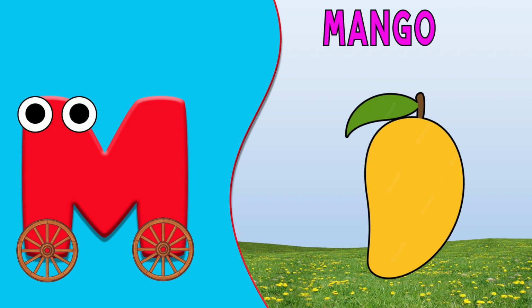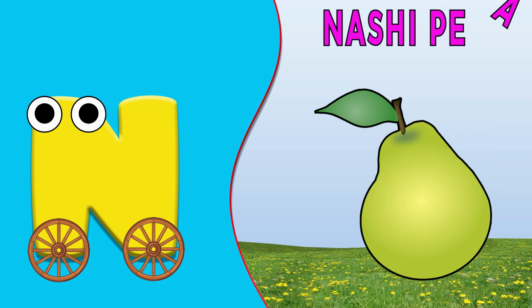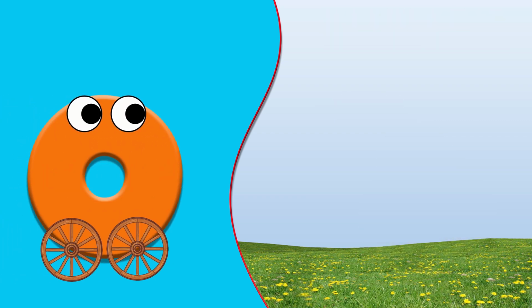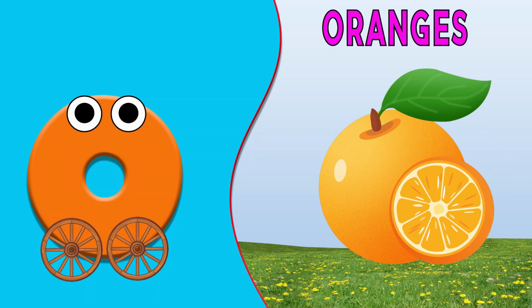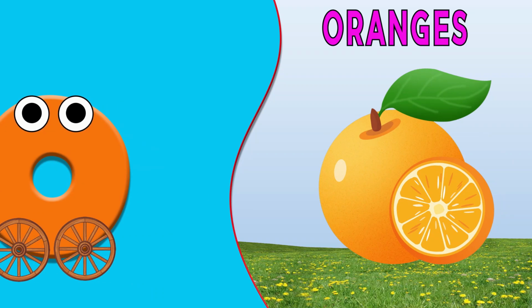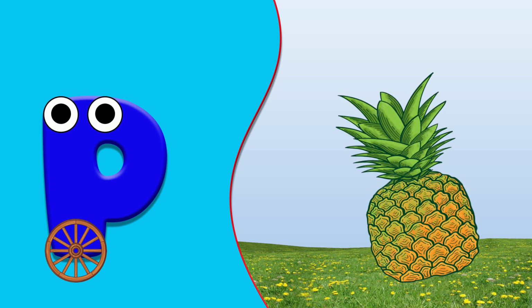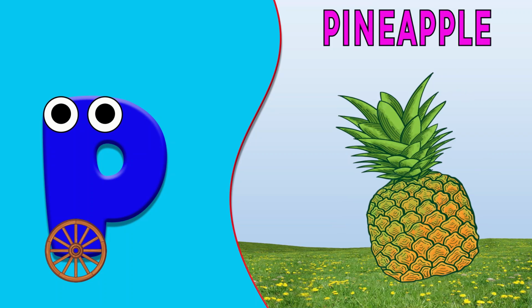M is for mango. N. N is for nashi pear. O is for orange. P. P is for pineapple.